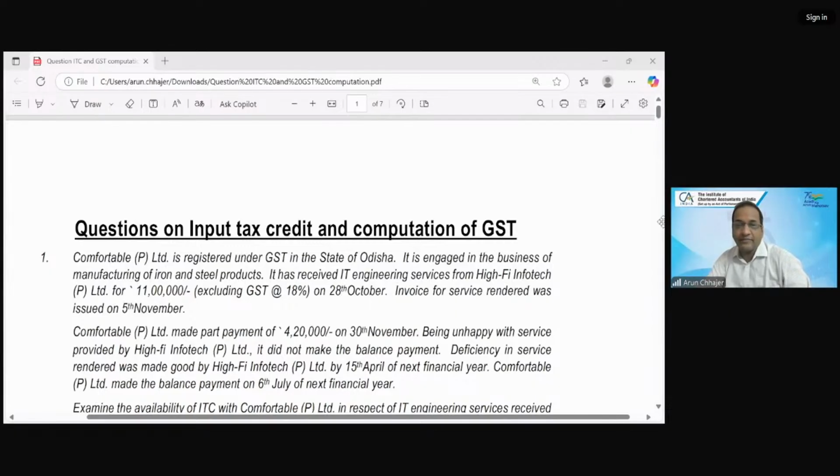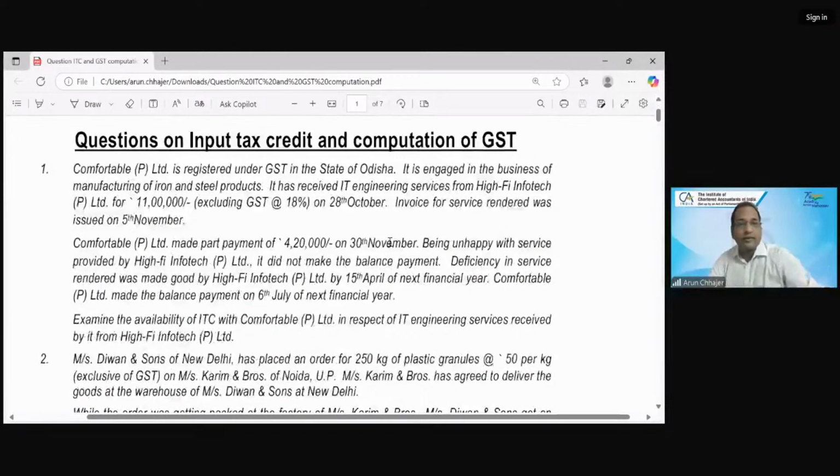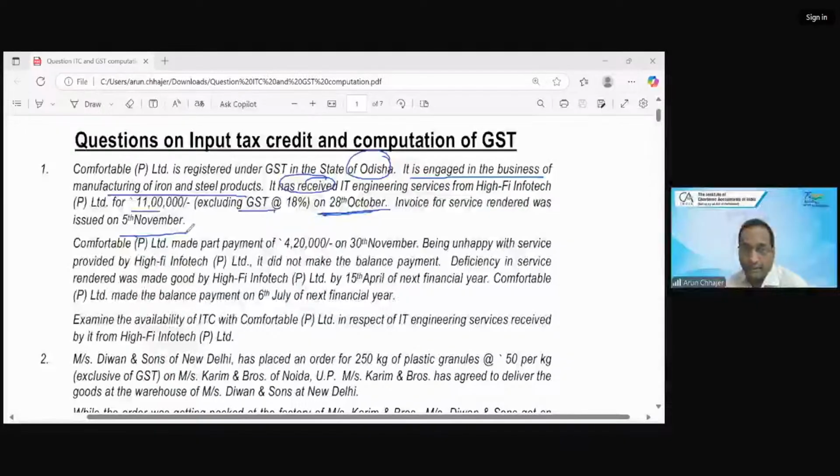Question number 1 is in front of you. Comfortable Private Limited is registered under GST in the state of Odisha. It is engaged in the business of manufacturing of iron and steel products. It has received IT engineering services from Hi-Fi Infotech for 11 lakh, excluding the GST, on 28th of October. The invoice for the service was issued on 5th November.